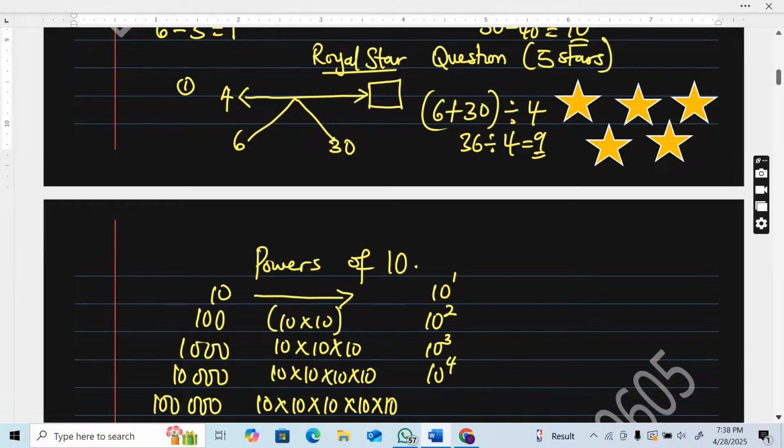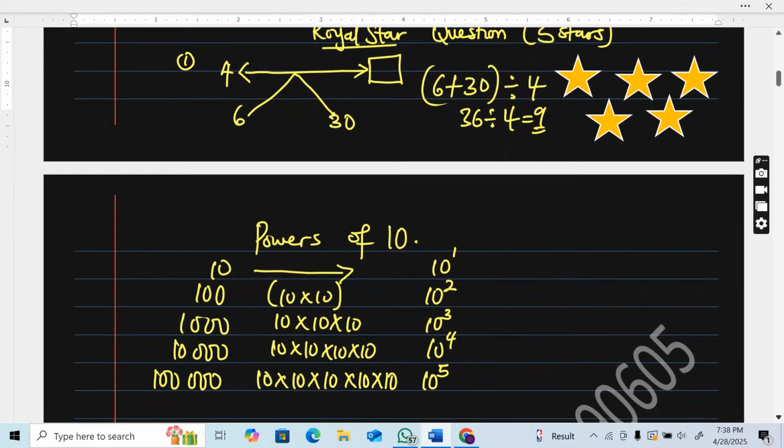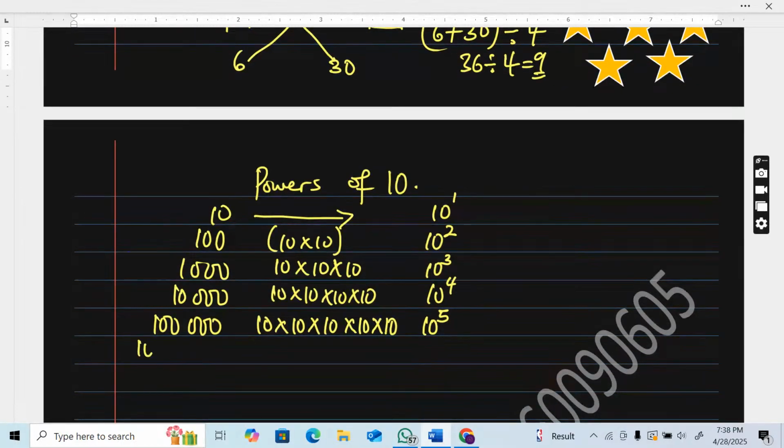100,000 is 10 raised to power 5 because it has 5 zeros. So that is 10 raised to the power of 5. So what will 1 million be? Tell me, what will 1 million be? Type it in the chat.